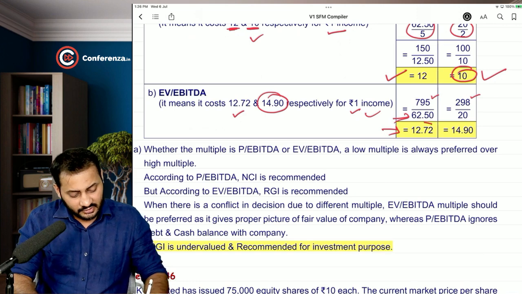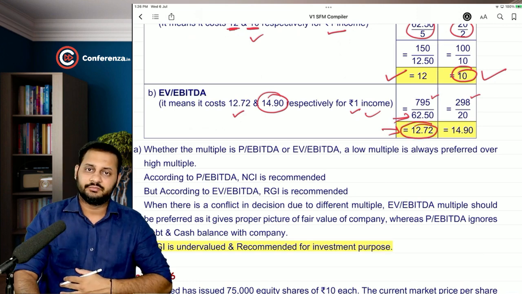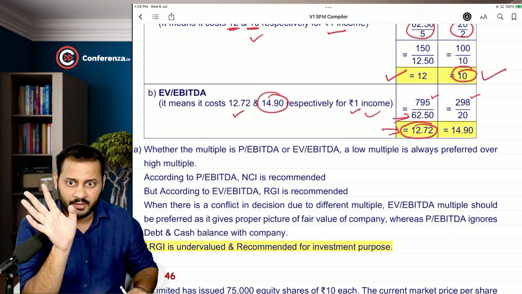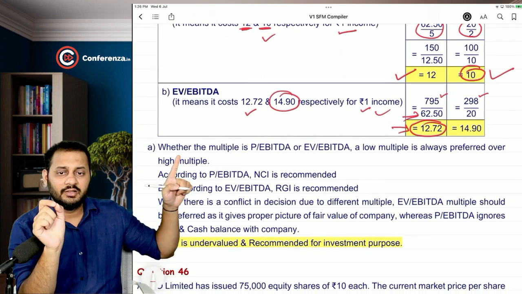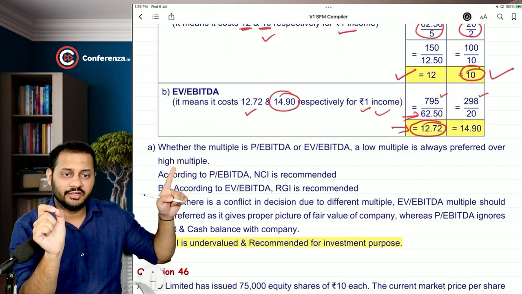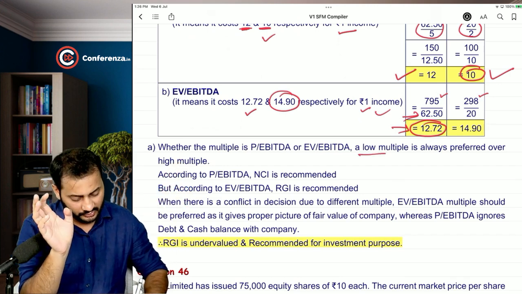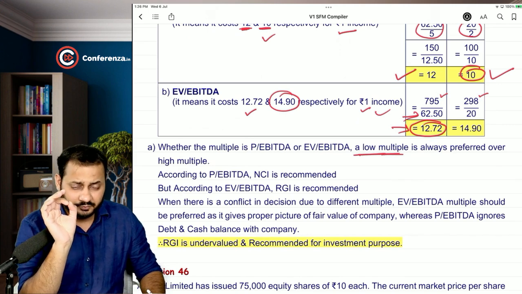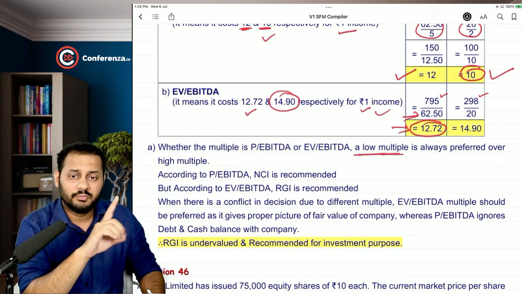In this case, RGI is undervalued because you have to pay a lesser amount there. So whether the multiple is P by EBITDA or EV by EBITDA, a low multiple is always preferred over a high multiple. So underline this one. In both the multiples, the low multiple will be preferred.